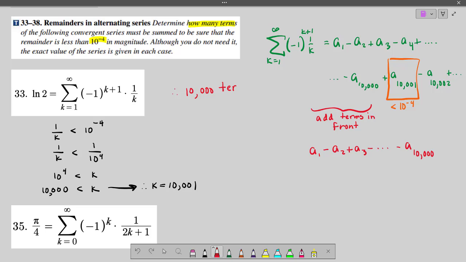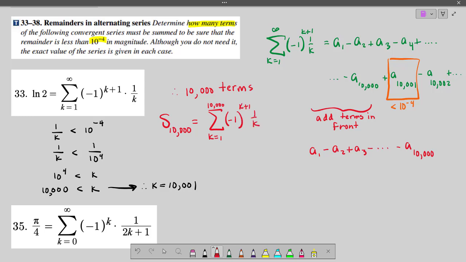And we could write it like this. So if we're adding the first 10,000 terms, that's called S sub 10,000. And that would be, because we are starting at 1, the end term is 10,000. And this would be our partial sum.